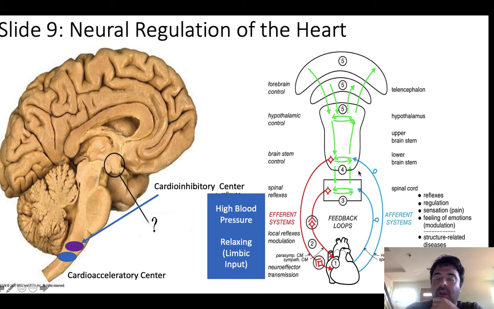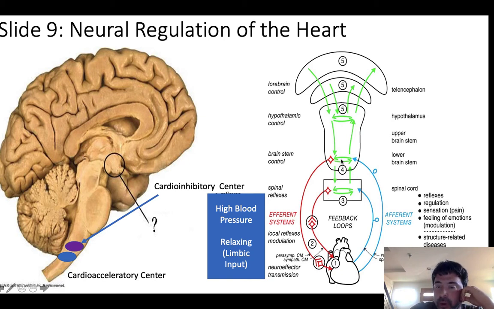So let's say that blood pressure spikes and you go, ooh, we've got to slow heart rate down to lower that blood pressure. So the information associated with blood pressure spiking comes in, and that's ultimately going to activate your cardioinhibitory center. Now, notice that here we have a really long preganglionic neuron and a really short postganglionic neuron feeding into the sinoatrial node. You know that this has to be the parasympathetic pathway. Also notice that it's originating in the brainstem.